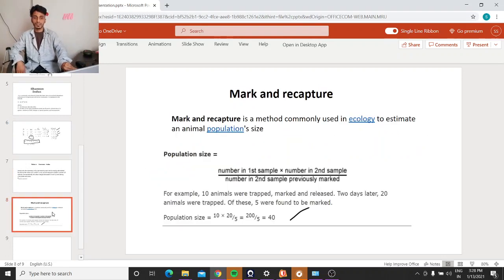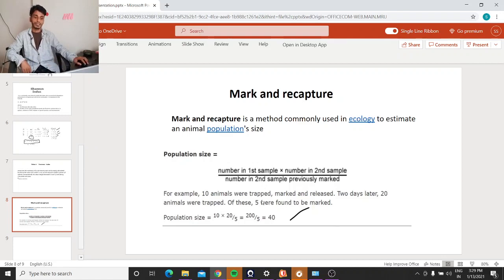So the last thing I'm going to tell is the mark and recapture method. Mark and recapture method is used in ecology to estimate an animal population size. So the population size would be number in first sample into number in second sample divided by number in second sample previously marked. We have to first capture some animals from our habitat. We have to mark them and let them go. The second time we have to capture randomly from marked and unmarked animals, and we have to see which individuals are marked. So let's take an example.